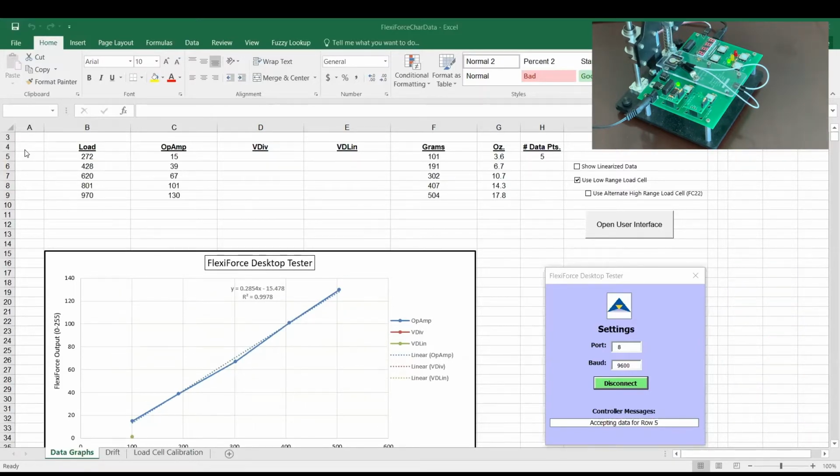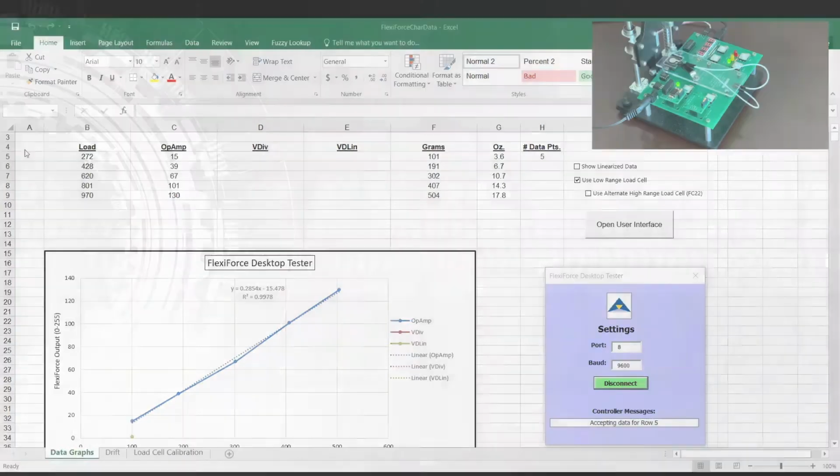Okay, and then when the actuator comes off of the sensor, that's the indication that the test is complete. You'll see on the graph that you've got your 5 points. The linearity, because we use the op-amp circuit, was very good.